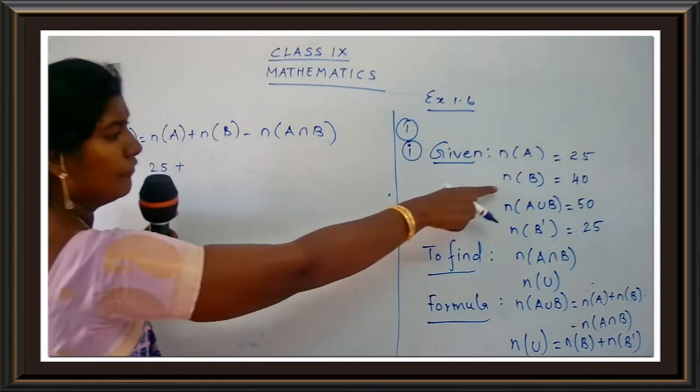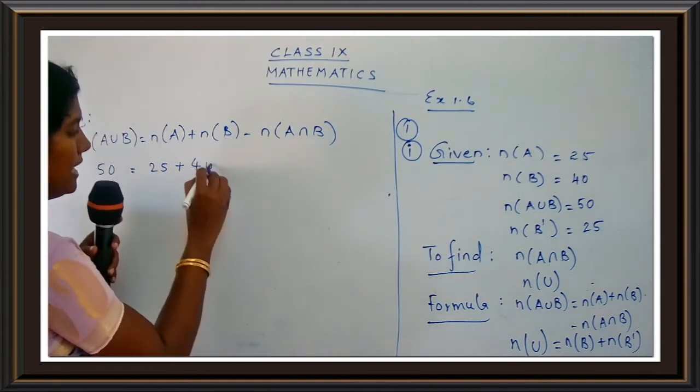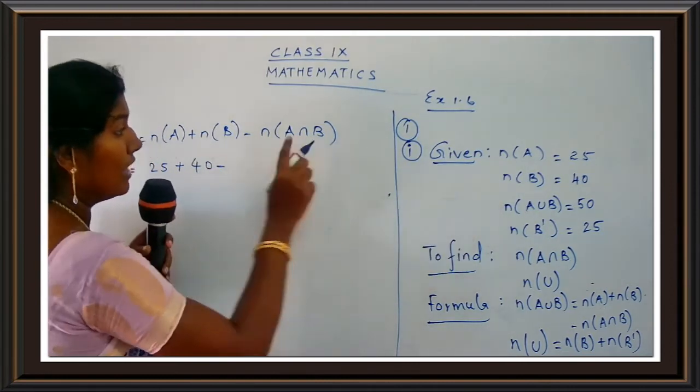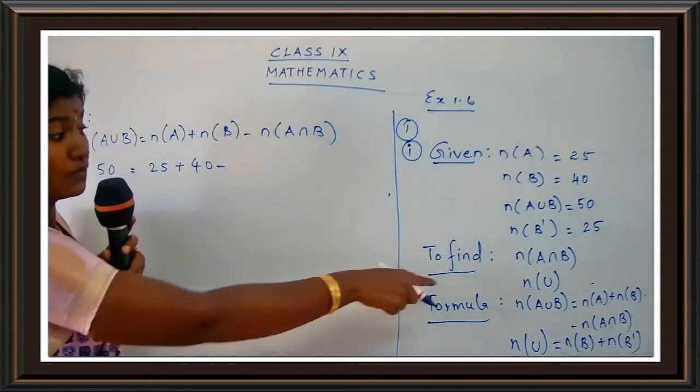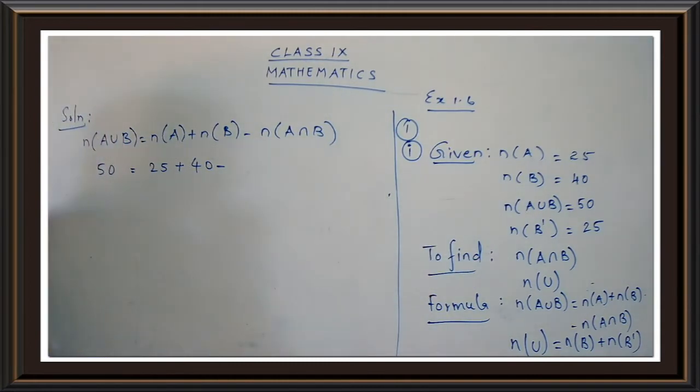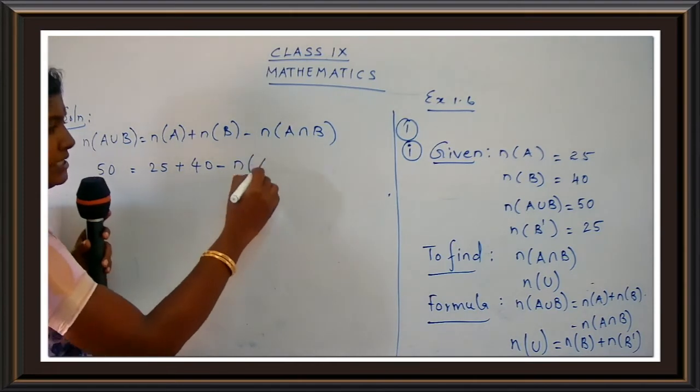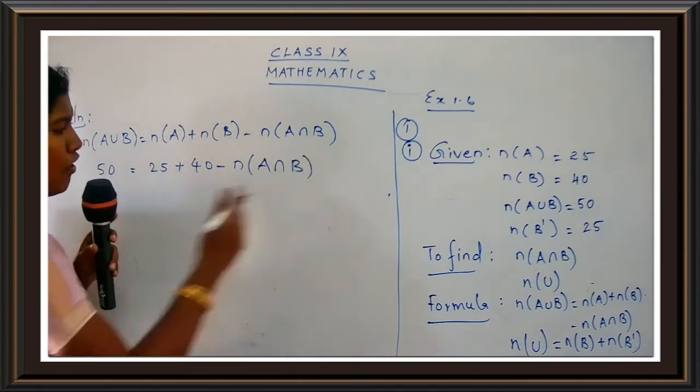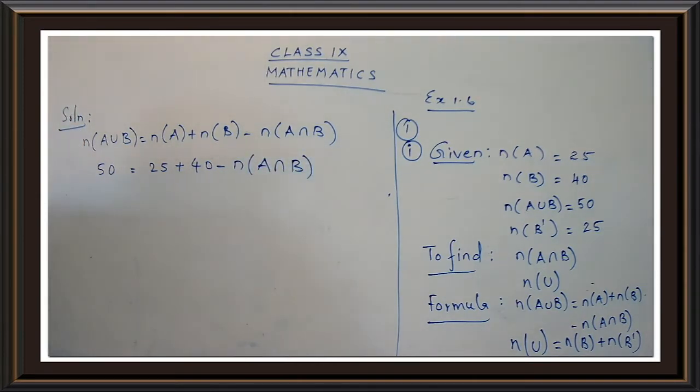n of B. I know the value for n of B. It's 40. Yes. I don't know the value for n of A intersection B. That is what we have to find out. Yes children? We have to find n of A intersection B. So I don't know the value for n of A intersection B, so just keep it as n of A intersection B. Okay.